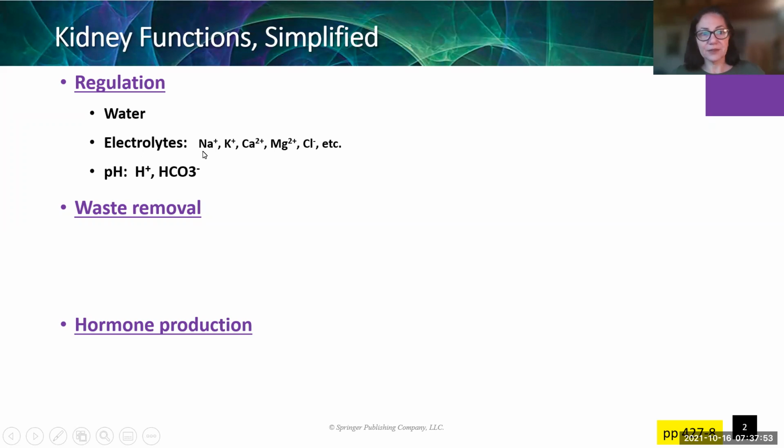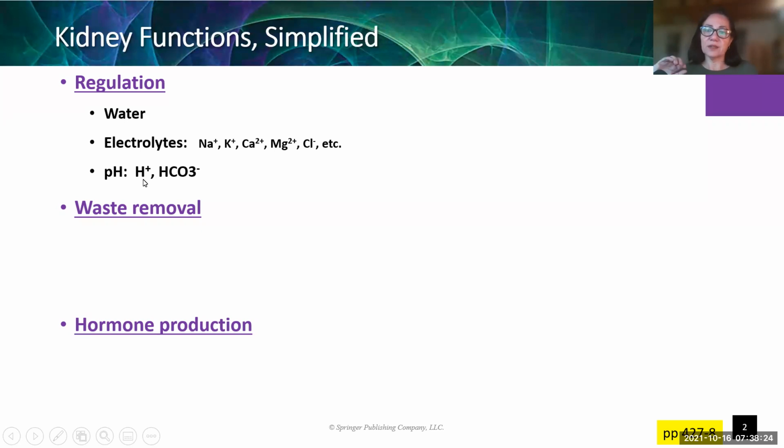And what I mean by electrolytes are these ions: sodium, potassium, calcium, magnesium, chloride, etc. And kidneys help us manage our blood pH. We mentioned when we were talking about the lungs and respiration how having an excess of carbon dioxide leads to an excess of hydrogen ions, having too much acid on board. Well, the kidneys can help with that.